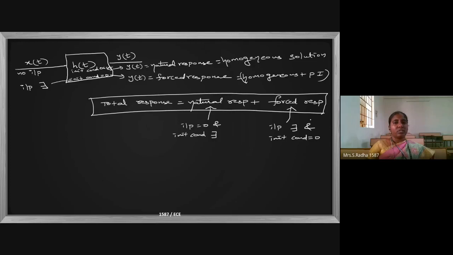In mathematics, you might have already come across homogeneous solution and particular integral. The same thing: the homogeneous solution is called natural response. Homogeneous plus particular integral, that sum is called forced response. And if you add the natural response and forced response, that is called the total response of the system.